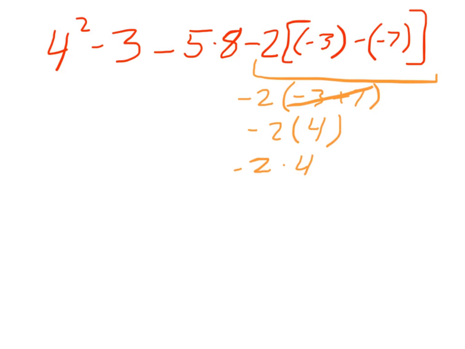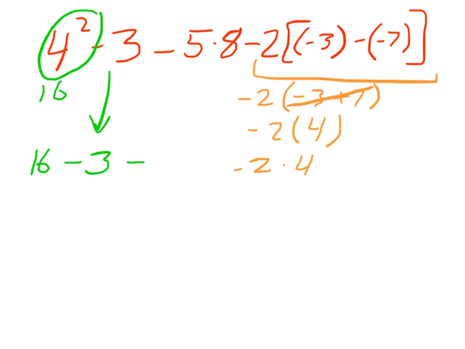Okay, then the other side that we had was the please excuse exponents. This exponent right here, that'd be the next thing. So that turns into a 16, because 4 times 4 is 16. So bring all that down. We've got 16, bring down the 3, minus 5 times 8, then we've got the rest of this, minus 2 times 4. So please excuse my is the next.